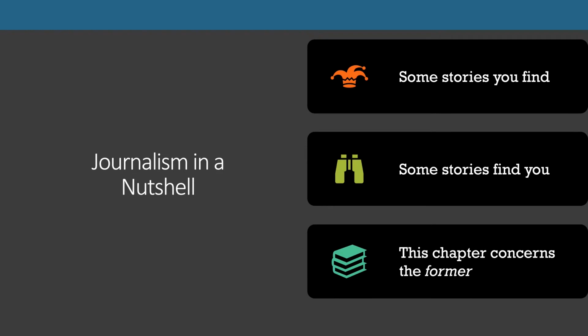So we've talked about journalism in a nutshell, like in the last chapter. Some stories you find, some stories find you. This chapter concerns the former. The last one dealt with stories that find you, that you're pretty much assigned, and these are the things that you find. This is the real good test of a journalist, being able to think quickly in a situation. This goes to critical thinking.